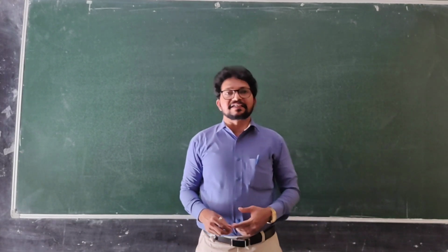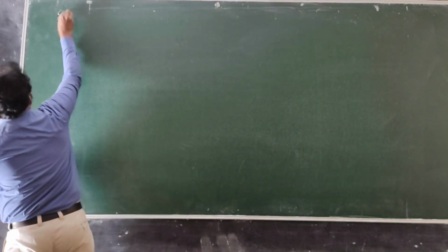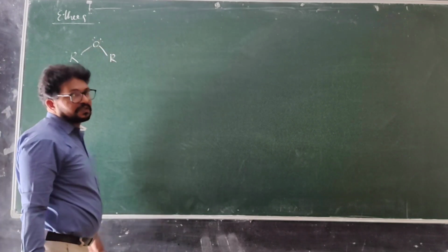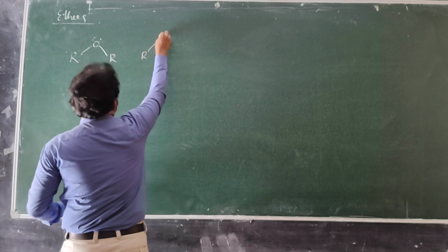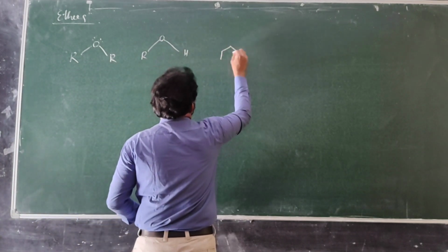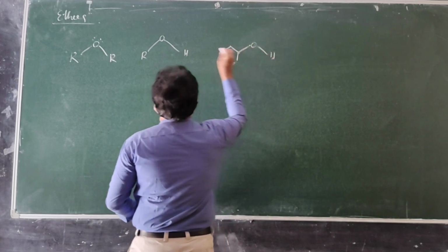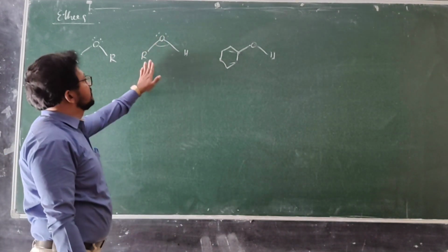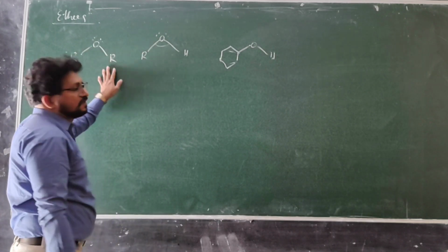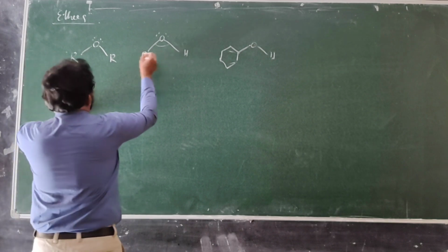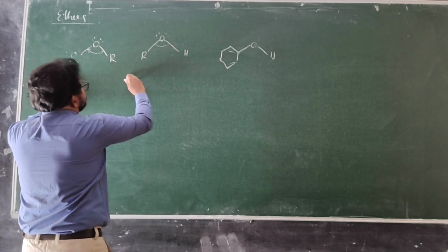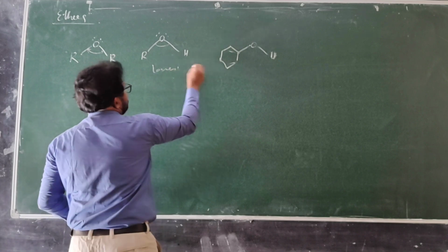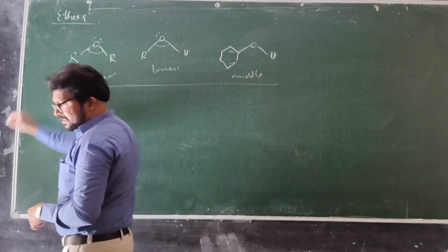Now let us continue with ethers. Ethers are bent molecules. You can have a look into the bond angles. Lone pair repulsion is more here, less than 180 degrees. This is lowest, because here bulky groups are there. This is more, this is one side hydrogen. So, highest, lowest, middle. Bond angle aspect also you can understand.